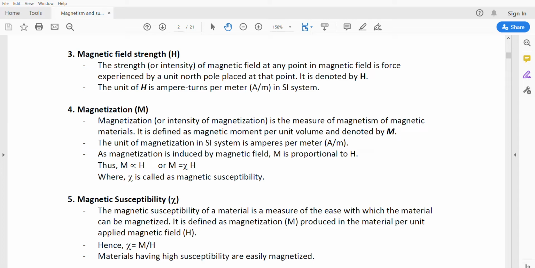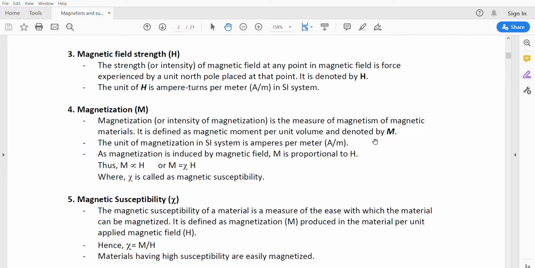And next, magnetization. If you keep a normal material in the magnetic field, how it is magnetized, meaning how much time it will take and how it responds to the magnetic field, can be measured by the magnetization, or we can say the intensity of magnetization. If you keep an iron material in the external magnetic field, how much time it takes and how it responds to the external magnetic field to convert itself into a magnet. So magnetization is the measure of the magnetism of magnetic materials. It is defined as the magnetic moment per unit volume, used to calculate magnetic moment per unit volume and denoted by M.